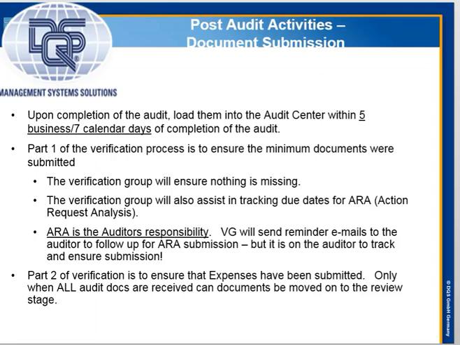Part 1 of our verification process, done by the VG group, will be to make sure all the documents are in there. You are responsible, when you're a qualified auditor, for completing the action request analysis. While you will get some reminder emails, it is your responsibility to make sure this gets done and uploaded. Part 2 of the verification is to ensure the expenses have been submitted, and only when all documents have been uploaded will it move on to review.